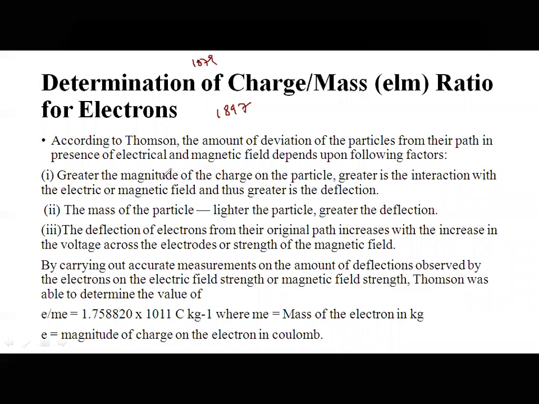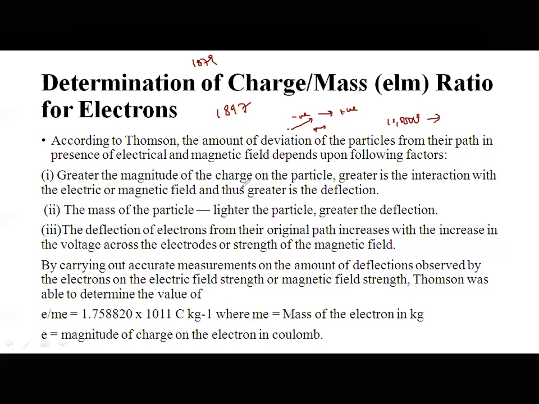He said, greater the magnitude of charge on the particle, greater is the interaction with the electric or magnetic field. If the negative charge is more, it will interact more strongly with the positive plate of the electric field or pole of the magnetic field. Mass of the particle: lighter the particle, greater the deflection. If it is very light, it will show greater deflection. If it is heavy, it will not deflect much. The deflection of the electrons from their original path increases with increase in voltage across the electrodes. That is, when you increase the voltage from 10,000 to more, the deflection also increases.